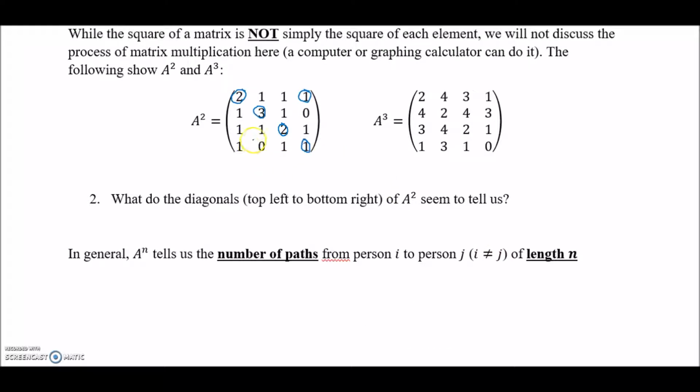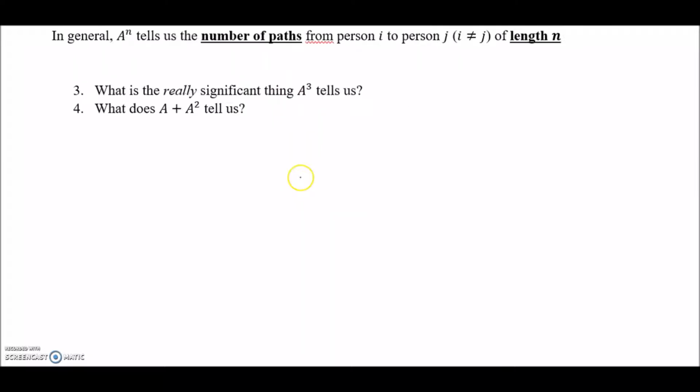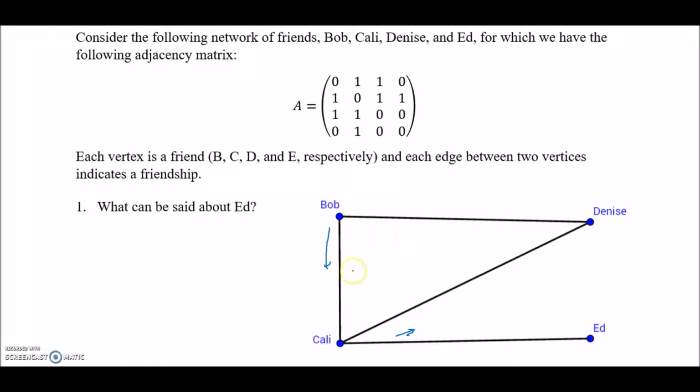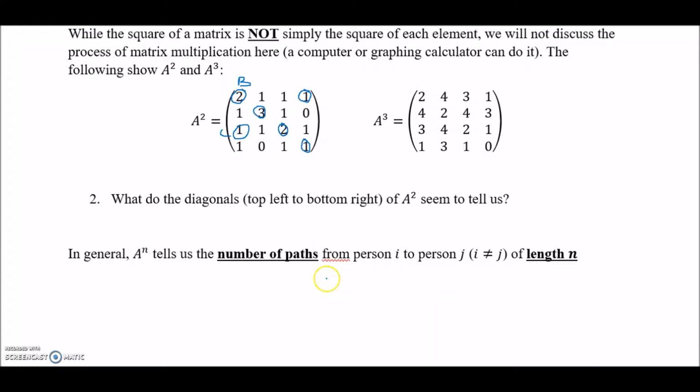Similarly, we see that in this case, this would represent Callie to Bob. From Callie to Bob, I should be able to find 1 path of length 2. Well, I can do it in a path of length 1, but Callie and Bob are also connected through Denise, so there is exactly 1 path of length 2 to get from Callie to Bob.